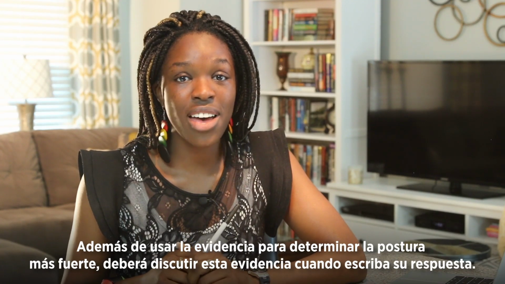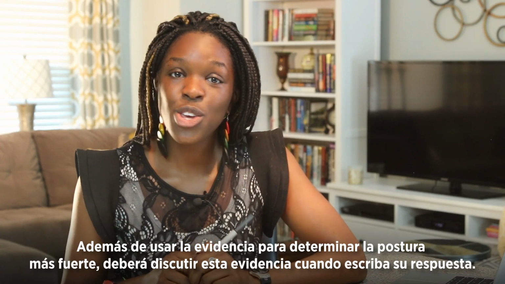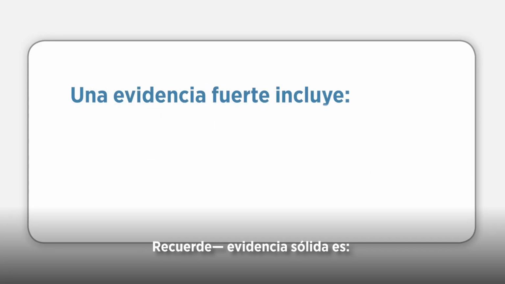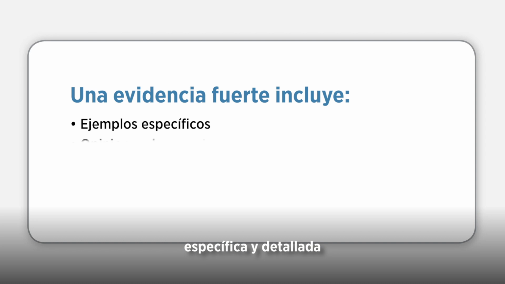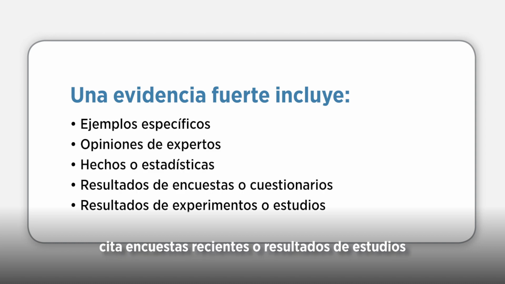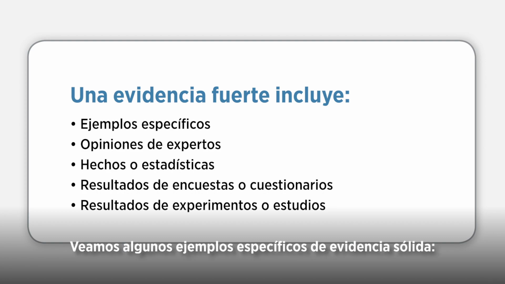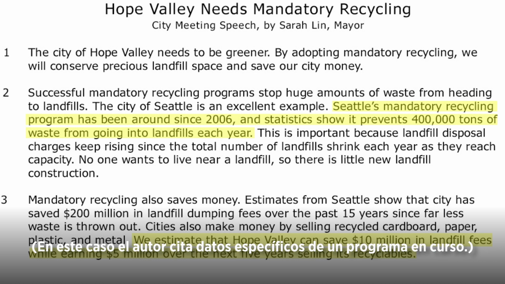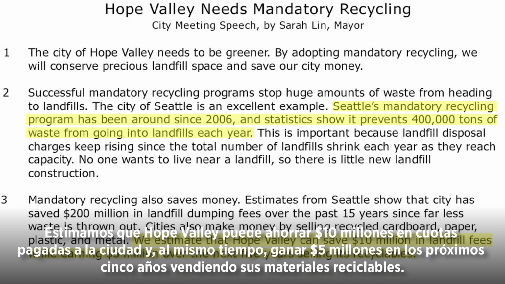In addition to using the evidence to determine the stronger position, you will need to discuss this evidence when you write your response. Remember, strong evidence is specific and detailed, cites experts or authorities, quotes statistics or facts, cites recent surveys or study results. Let's look at some specific examples of strong evidence. Seattle's mandatory recycling program has been around since 2006, and statistics show it prevents 400,000 tons of waste from going into landfills each year. Here, authors cite specific data from an ongoing program.